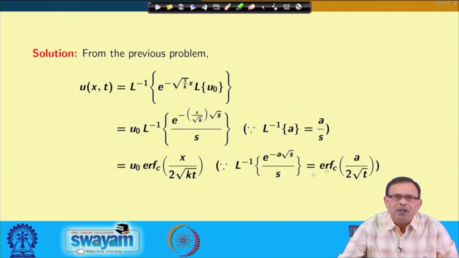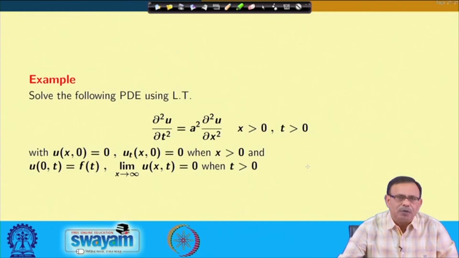Here you see we have written the Laplace inverse of e power minus a into root s by s. This equals the complementary error function of a by 2 root t. This we have done earlier whenever we studied the Laplace transform. So, this way you can solve this problem.